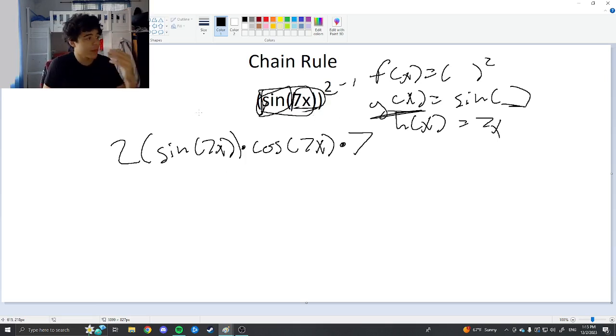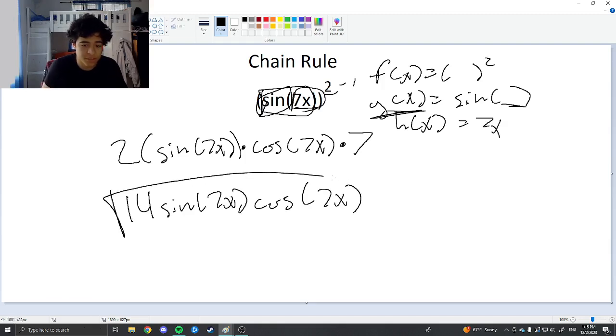So you just go layer by layer. We started with the very outside layer, which was to the power 2, kept the inside the same, and then multiplied it by the derivative of the inside, which is sine 7x, it's cosine 7x, and then the derivative of the very inside, which is just 7. We could simplify this and multiply it out. We get 14 sine 7x cos 7x, and this is going to be your answer.